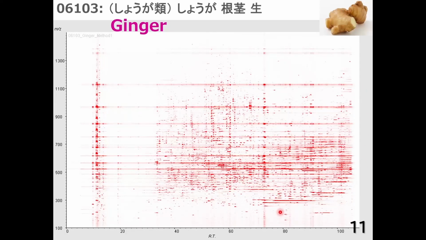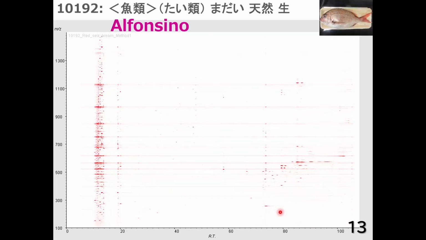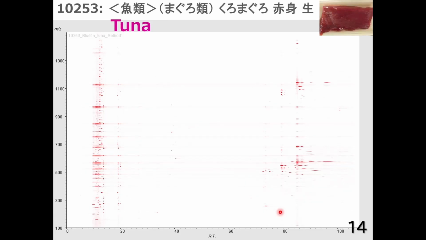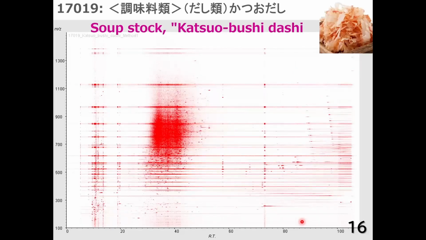In contrast, there is a food category that contains a small number of peaks. That is fishes. This is sardine, alfonsino, tuna. They contain almost only lipids. Bonito shows a similar profile like this. But interestingly, when the bonito is processed to make soup stock, its constituents become very complex like this.